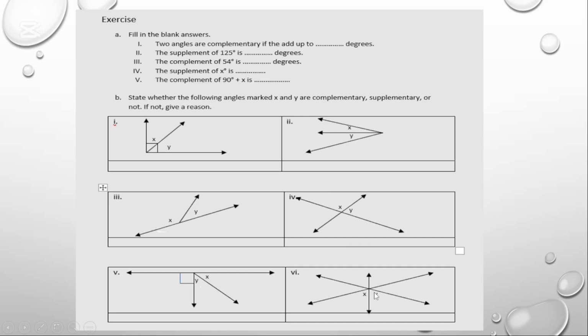These two here, there we have our straight line. X, y, and that one there is 180. So x and y, they are less than 180. They are not equal to 90, so they are not supplementary, and they are not complementary.